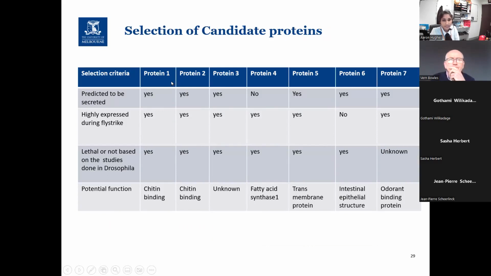And I have already selected 7 proteins from the list that we prepared using previous transcriptomic and proteomic data. These are the criteria that I used to select my proteins: whether the protein is predicted to be secreted during natural infection, whether it's highly expressed during Flystrike, whether it has a lethal effect or not, based on the studies done on Drosophila using these proteins. And also I have looked at the potential function of these proteins.